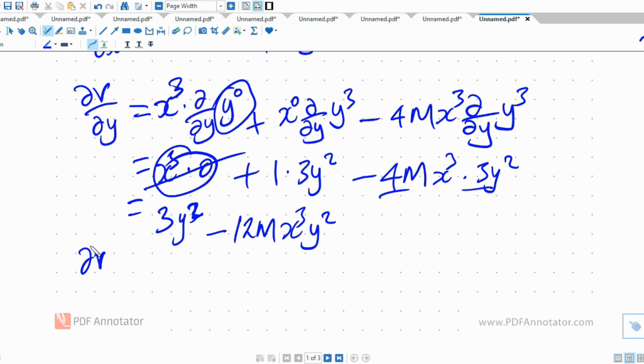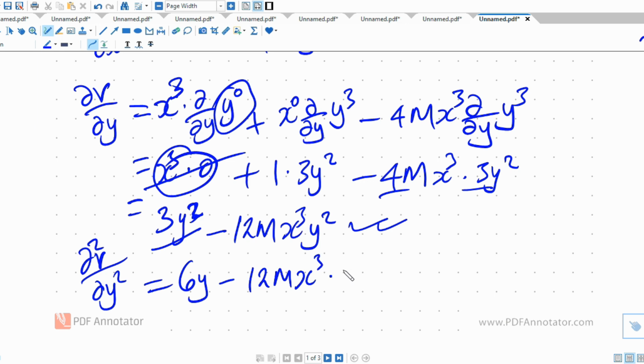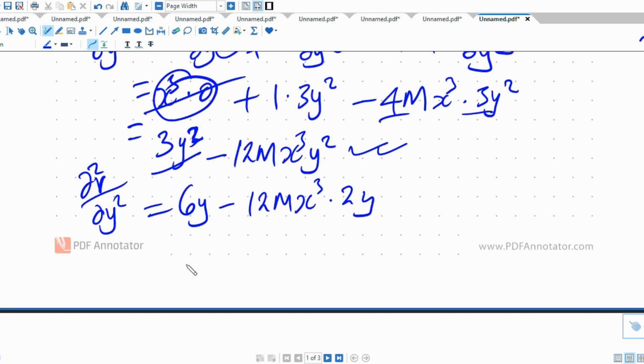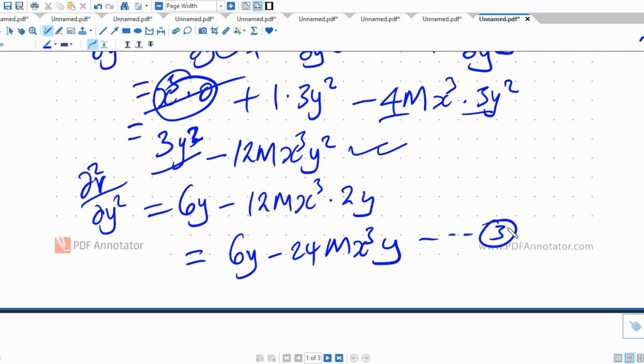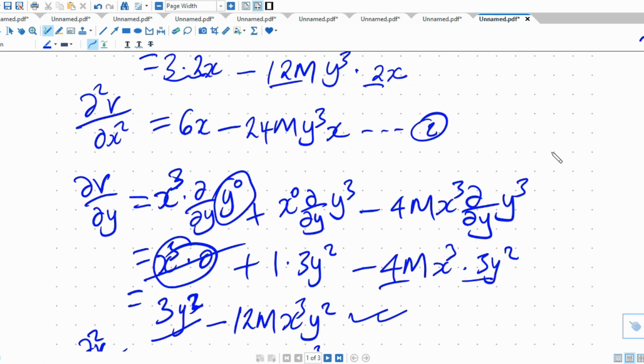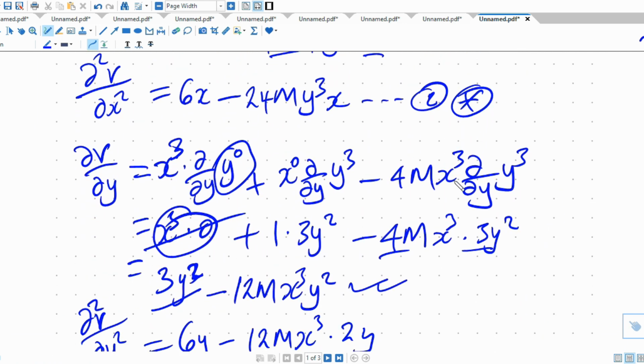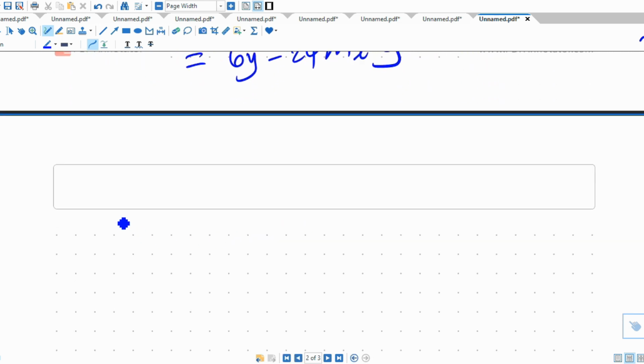So we proceed on to evaluate the second partial derivative with respect to y by differentiating this one further, and if you differentiate here just like we did before, we shall get 6y subtract 12m x power 3 times 2y, and this one simplifies to 6y minus 24 mx power 3 y, call it equation 3. Now our equation 3 and 2 here, 3 and 2, we are going to substitute it in our original equation.